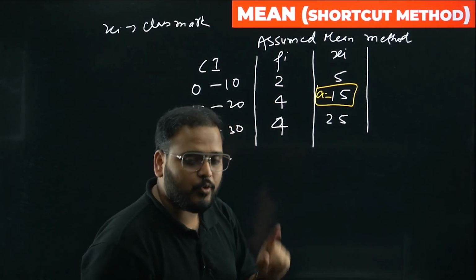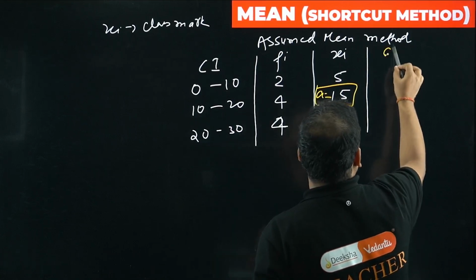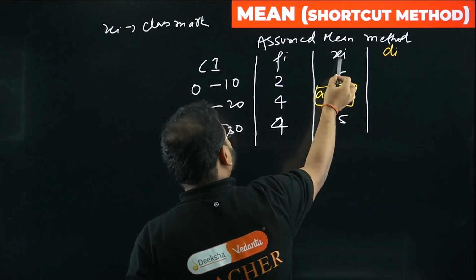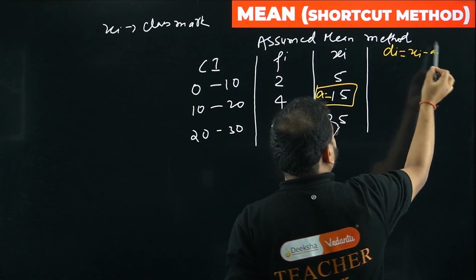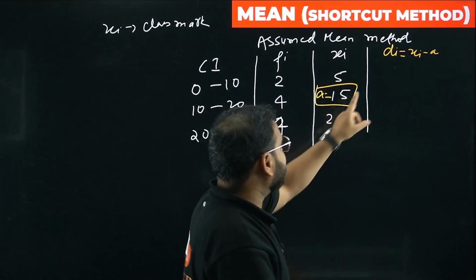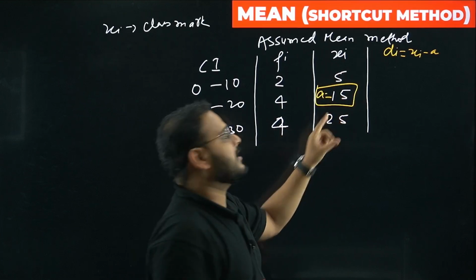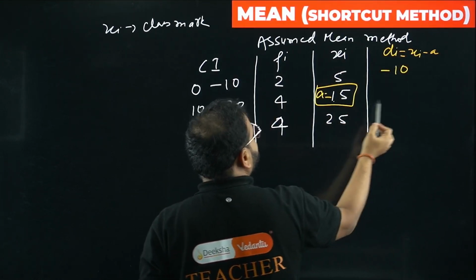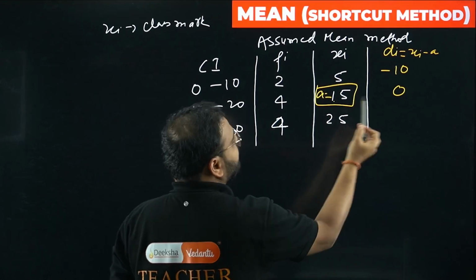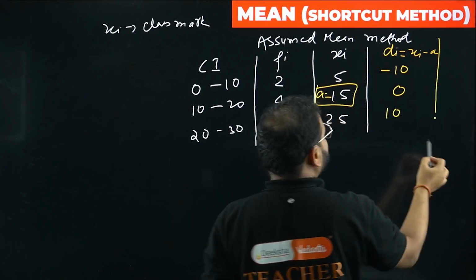Once you get the a value, you have to find something called deviation, di. So the deviation of all these xi, the individual class marks, from a. So xi minus a. 5 minus 15 is minus 10. 15 minus 15 is 0. 25 minus 15 is 10. Now di is also done.